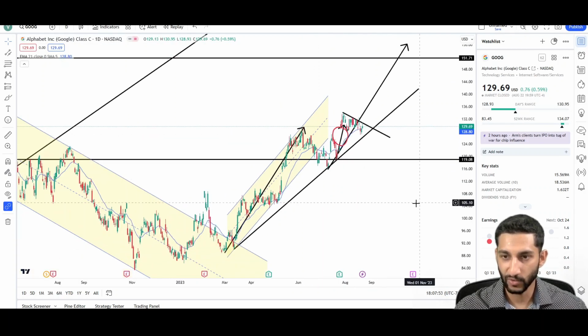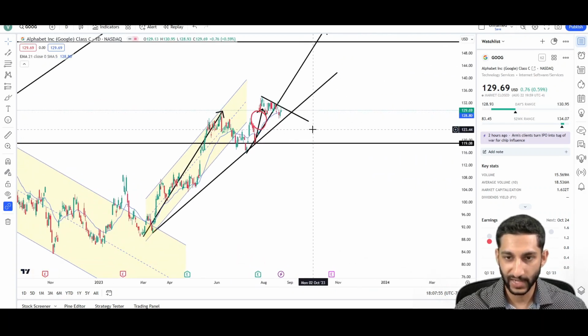So Google, I'll be leaning more towards the downside. I'm looking for the gap fill at the 123 level and then the 119 level. That's if this trend line holds.